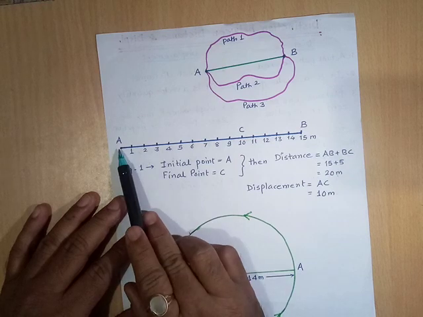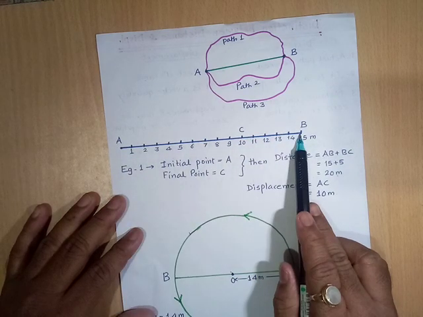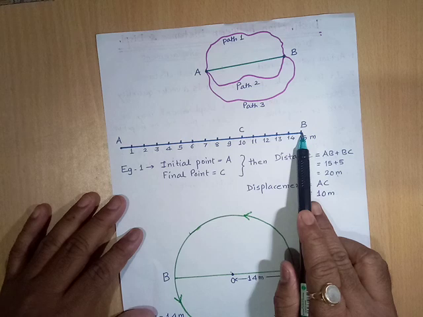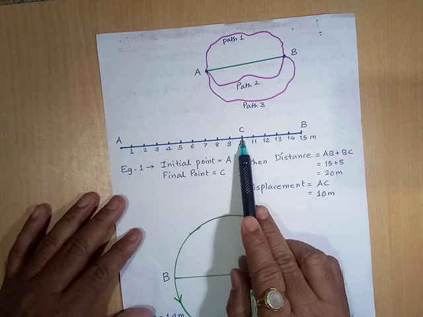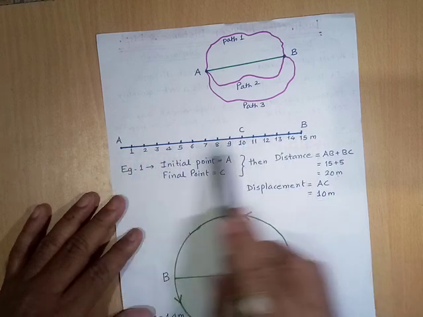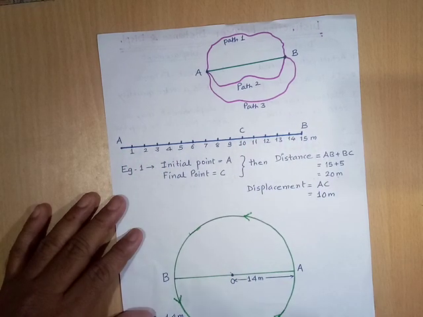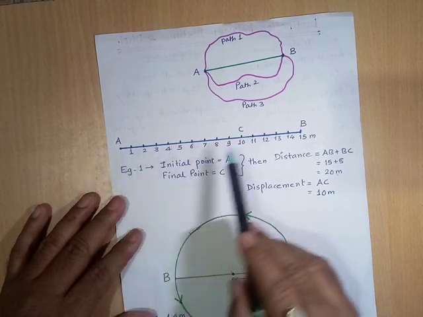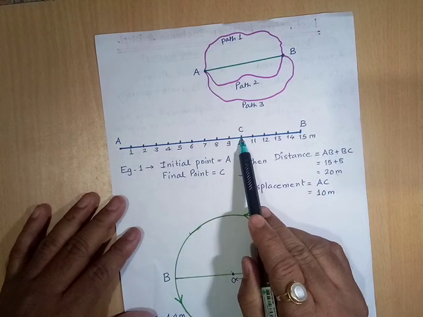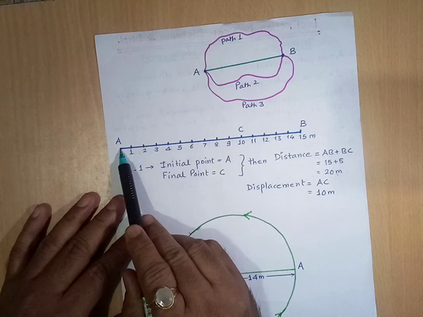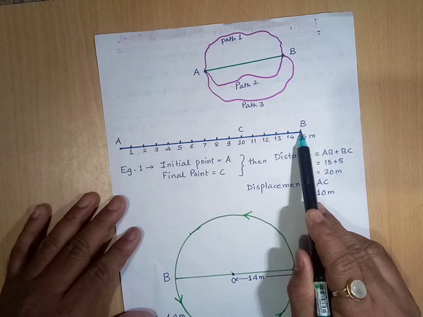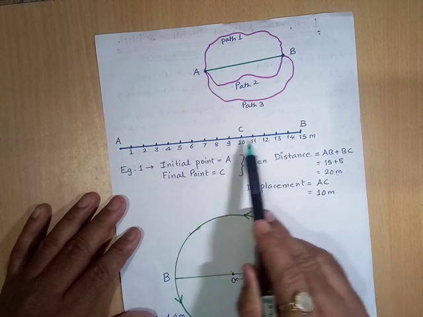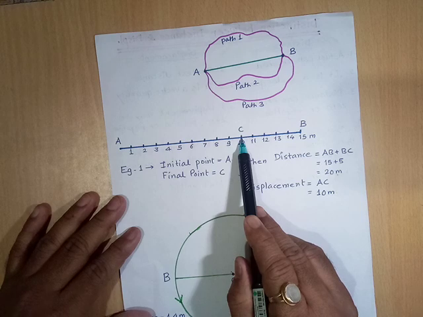Now let's imagine that the object moves from A to B, and again, instead of stopping at point B, it reverses back and comes to this particular point C, which is situated intermediately within this entire journey. Now in this case, the initial point is A and the final point is C. In the previous case, the initial point of the object was A and the final point was B. But in this case, instead of B, the object reaches up to point C. So here C is the final point of the object.